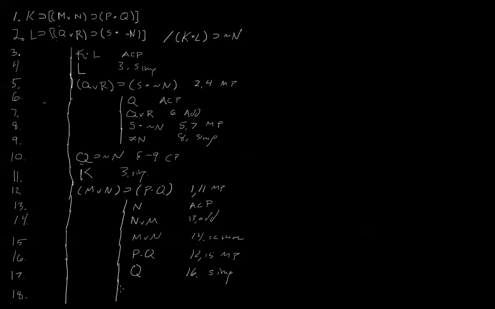18. No, wait, we don't want to. We got what we wanted. We got what we came for. If N is true, then Q is true. So if N, then Q. And that is from 13 through 17, conditional proof.